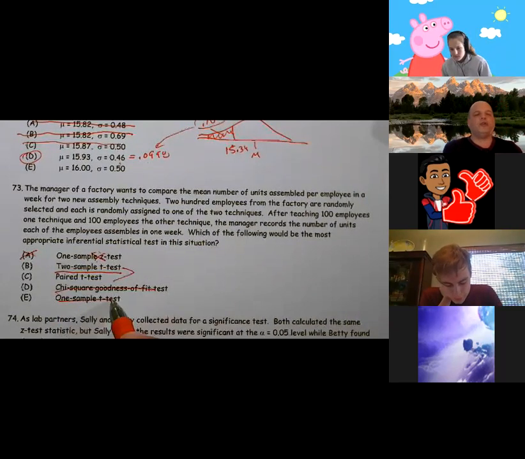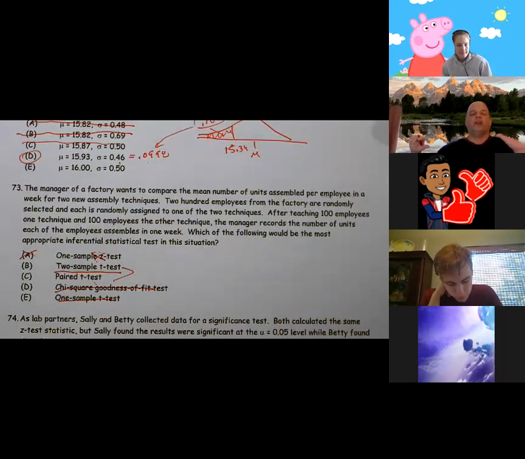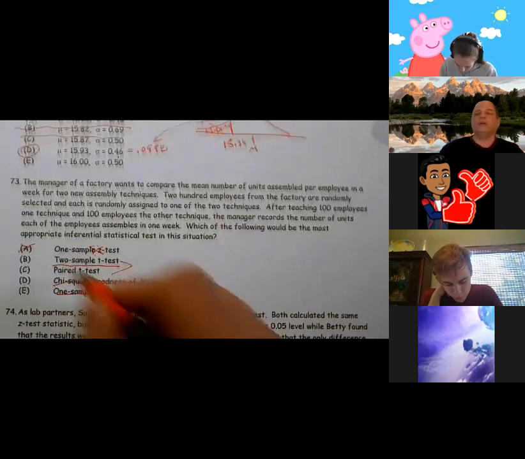So if it's one of these two, why isn't it paired? Well, I do have equal sample sizes, so that's possible. But basically I have one group versus another group. No one was tested twice and there was no natural pairing. There's no natural coupling or pairing, and I have one group versus another group, two independent groups, 2 sample.